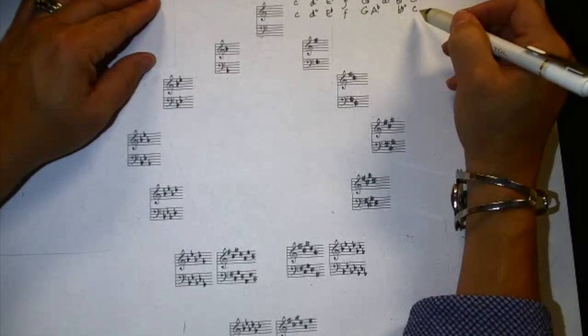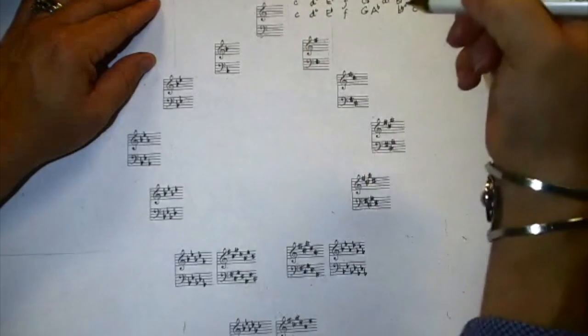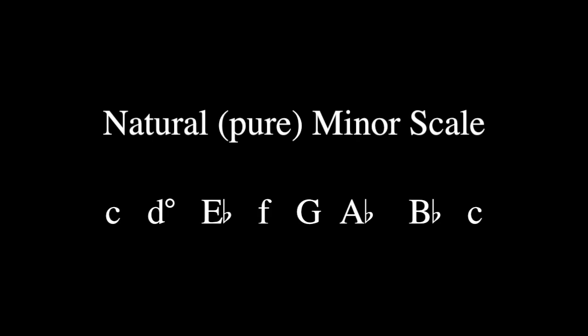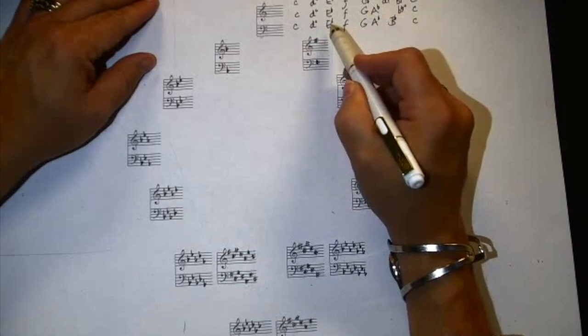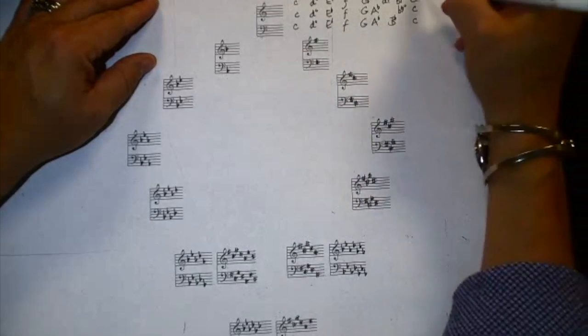The last of the minor scales we will write is the natural or pure minor. C, D diminished, E flat, F, G, A flat, B flat, and C. And all of the flats are those contained in the key signature for C minor, which is shared with the relative major. So we have B flat, E flat, A flat.